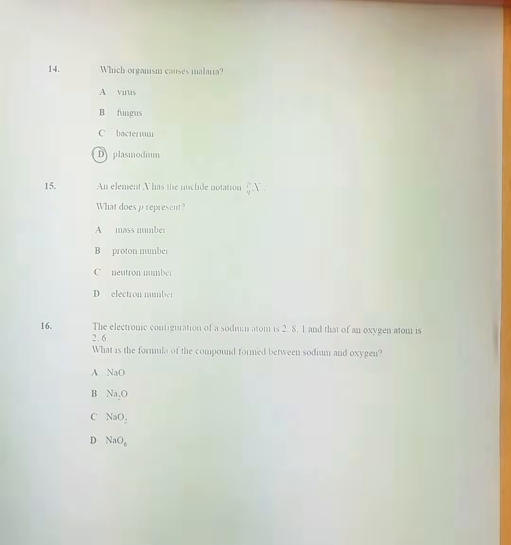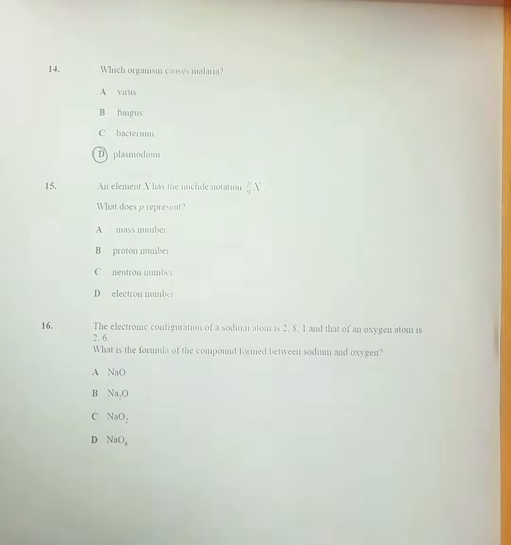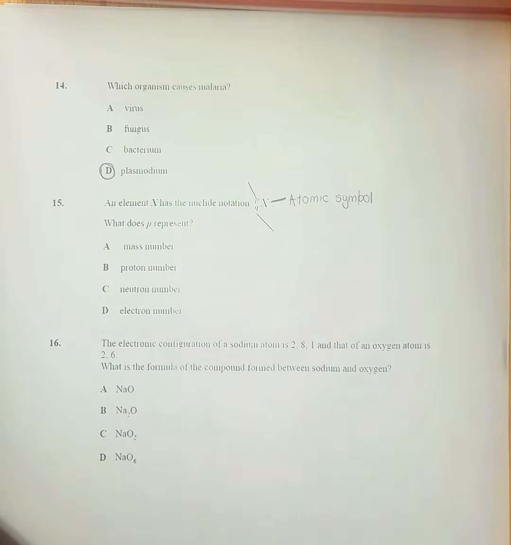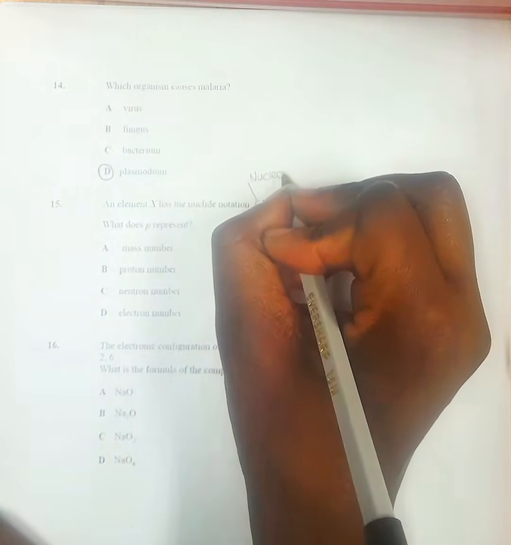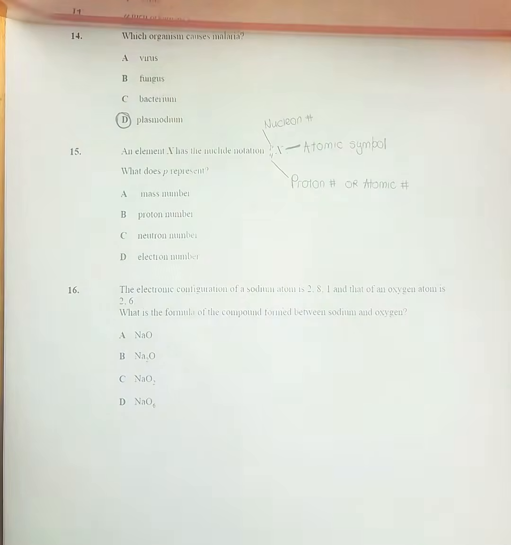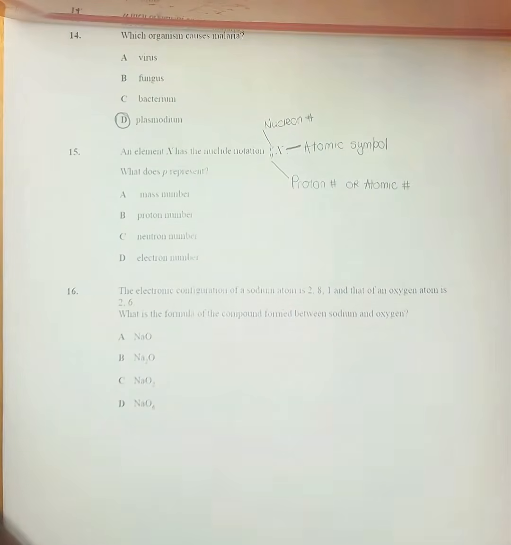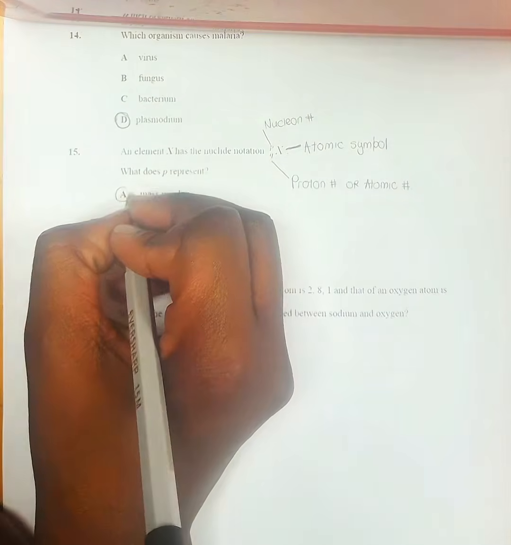Number 15, an element X has nuclide notation P Q X. What does P represent? So first we are going to label this X as representing the symbol of the element, and then P is going to represent the nucleon number or the mass number, and then this Q is representing proton number or atomic number. So P is representing the mass number or nucleon number. We are going to select A as our answer.